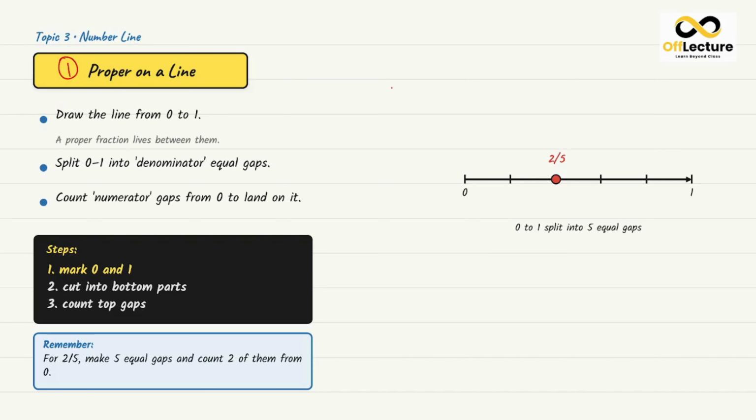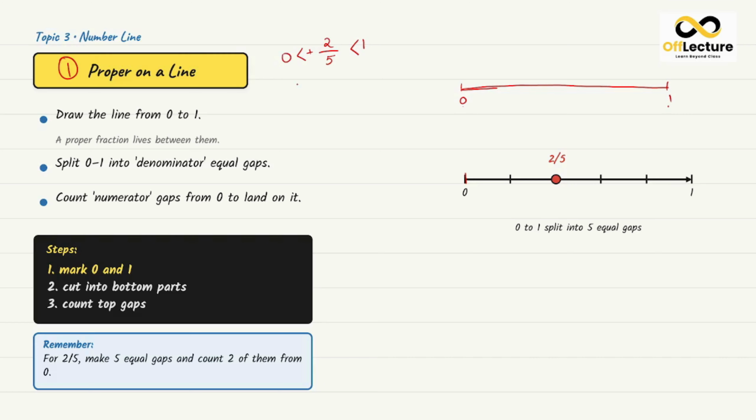First of all, we will draw a line. As you can see, we have drawn a line, and we can also draw one by ourselves, starting from 0 and ending at 1. A proper fraction lies between them. For example, let's say we have the proper fraction 2 by 5. We know a proper fraction will always be less than 1, so it will range between 0 and 1. And since it is positive, it will always be greater than 0 but less than 1.